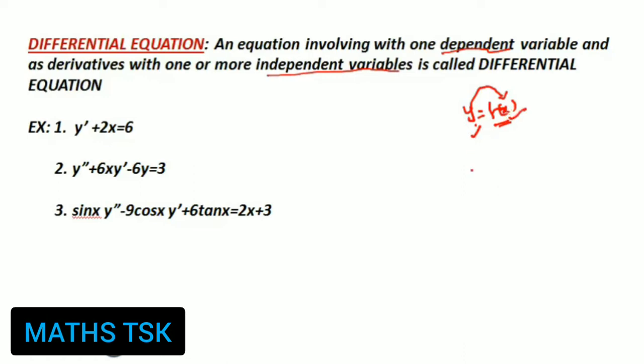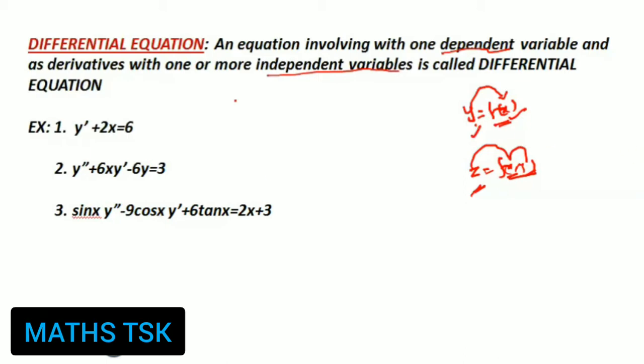If z is equal to f of x comma y, z is a function of x and y. Z depends on two variables. Z is the dependent variable. The independent variables are x and y. In the case of ordinary differential equations and partial differential equations, we will have x and y. Here it's a simple differential equation, depending on only one variable.